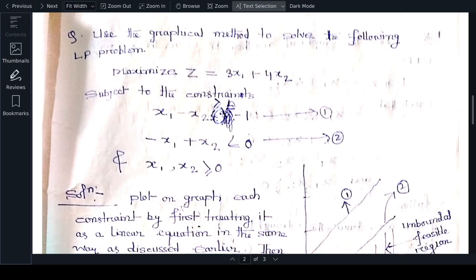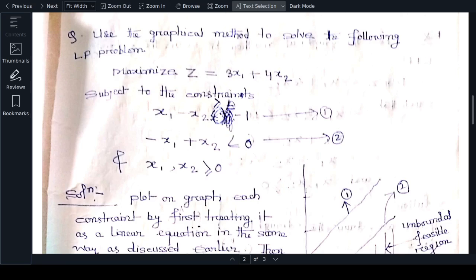So remember this is the maximization problem. Next, first you see the constraint x1 minus x2 greater than or equal to minus 1. From this inequality, first you make it equality and then we get two coordinates and a straight line. Similarly you put x2 equal to 0, x1 is minus 1. So minus 1 comma 0 is one coordinate.